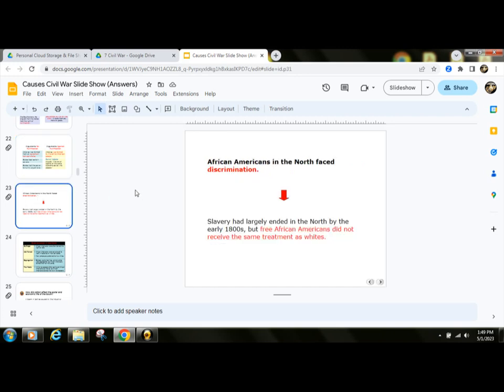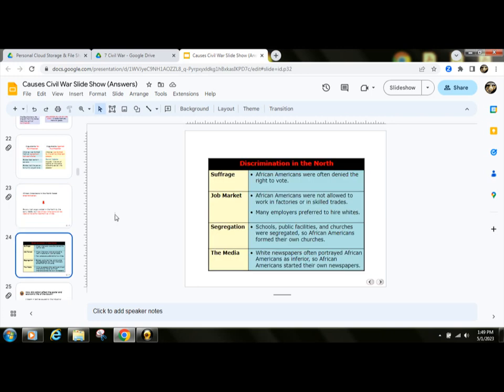All right, moving on to a slightly different topic. African Americans in the North faced discrimination. Slavery had largely ended in the North by the early 1800s, even though slavery was legal elsewhere, but free African Americans did not receive the same treatment as whites. Now, there was a lot of discrimination in the North. Suffrage would be voting, so African Americans were often denied the right to vote.